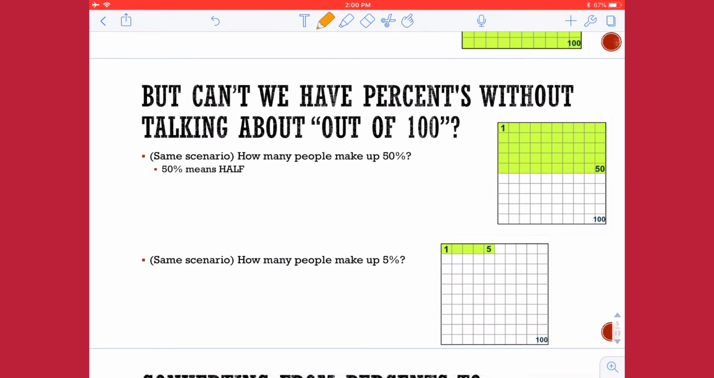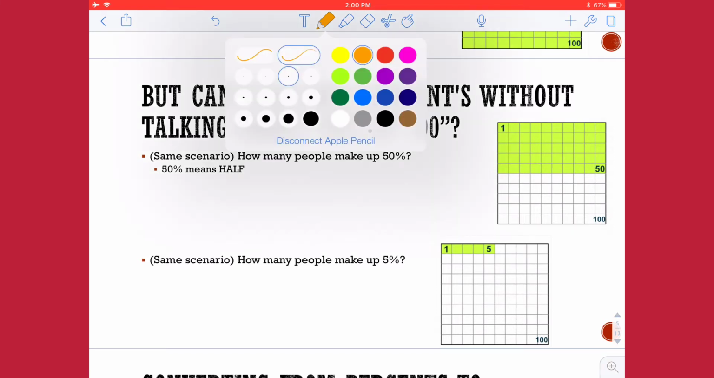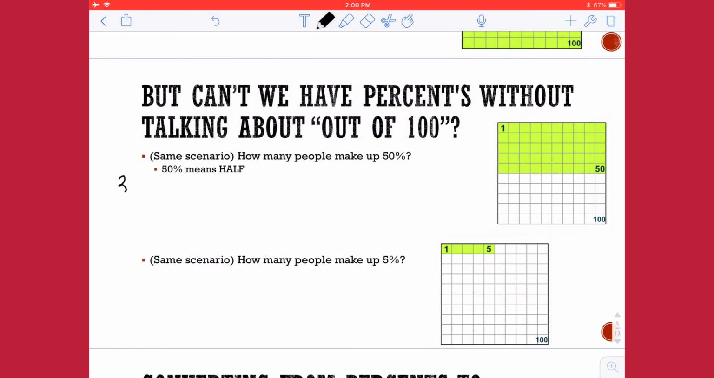So same scenario, how many people would make up 50%, right? So I'm dealing with 50%. It's not 50 people. 50% means literally half. So if I have 30 people in my class originally, so let's go ahead and write this down here. I had 30 people, and I want to know what is half of that.